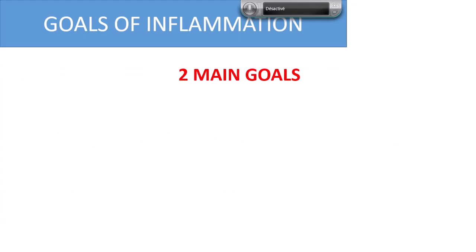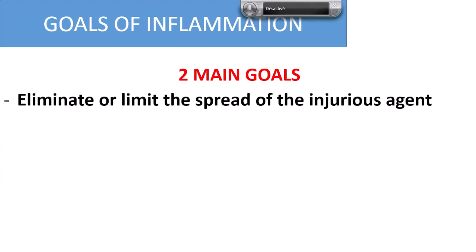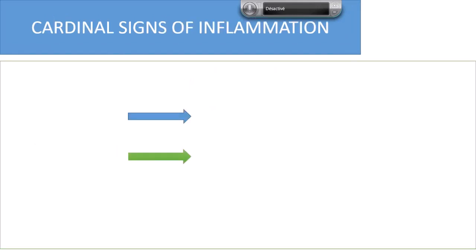So what are the goals of inflammation? There are two main goals of inflammation. First, to eliminate or limit the spread of the injurious agent, and then to initiate tissue repair. Now, there are some characteristic signs that tell us that this is an inflammation. They are called cardinal signs of inflammation.